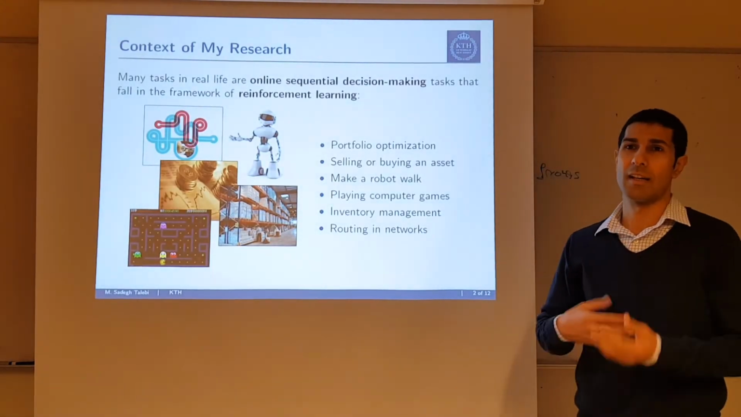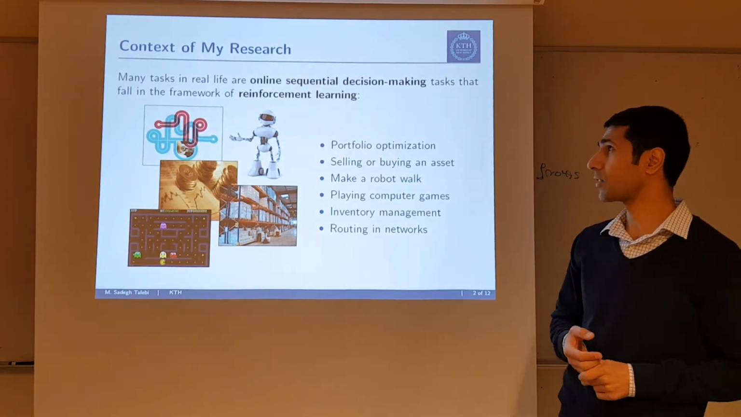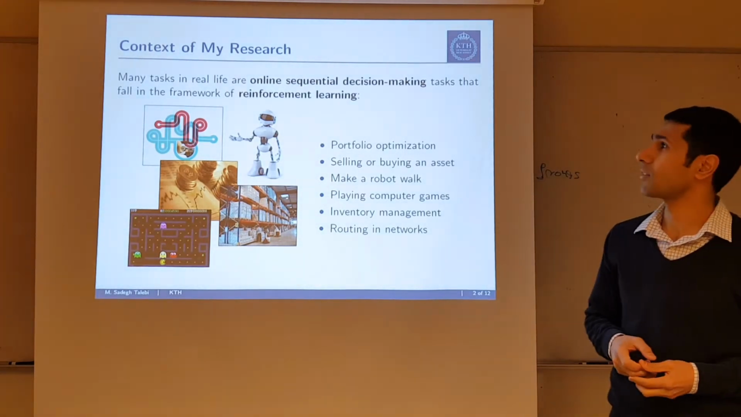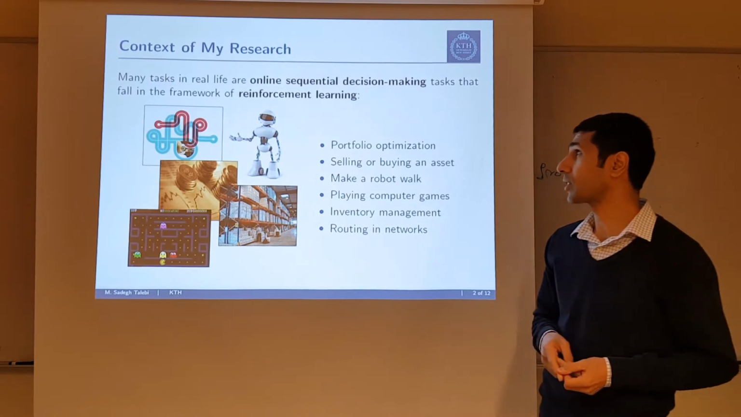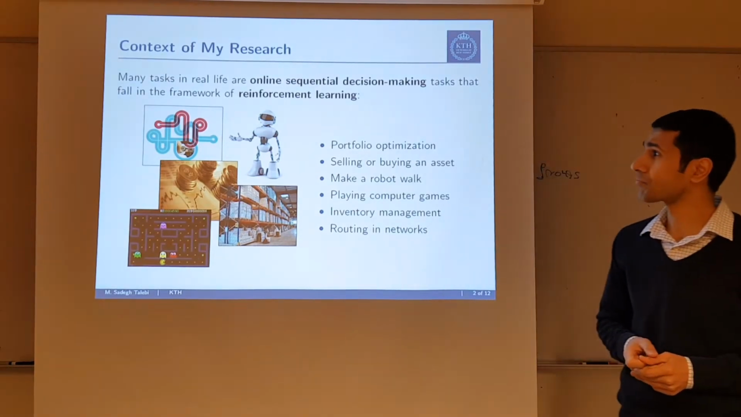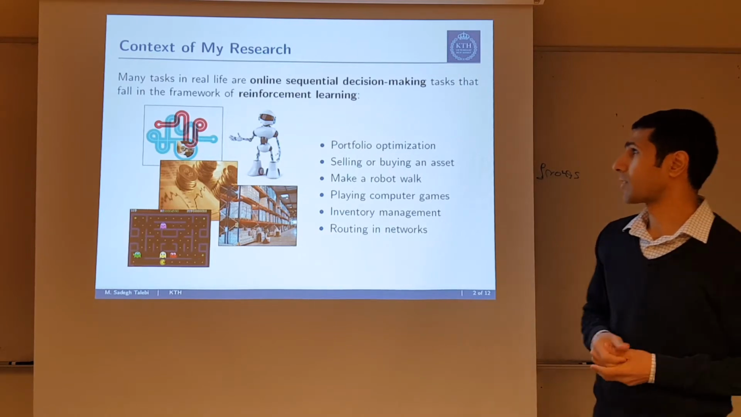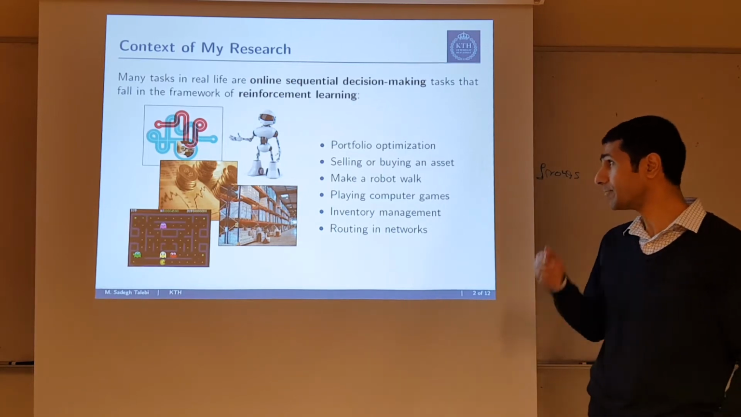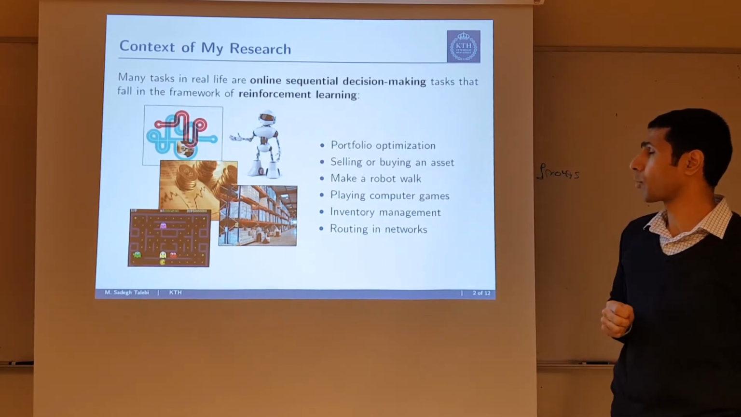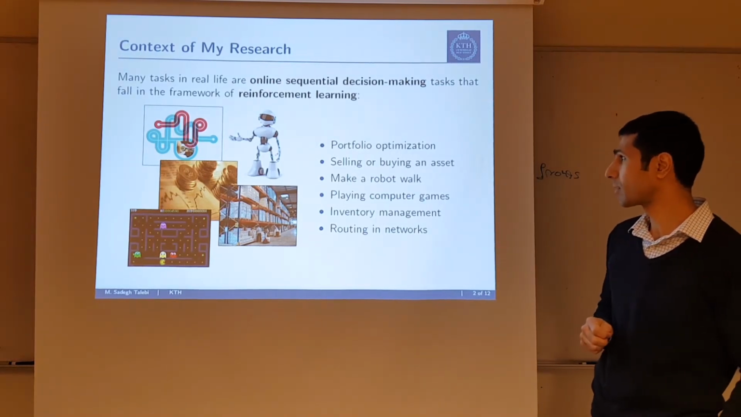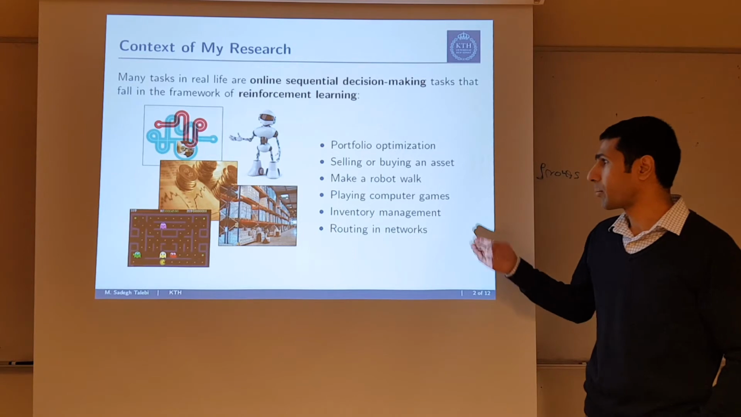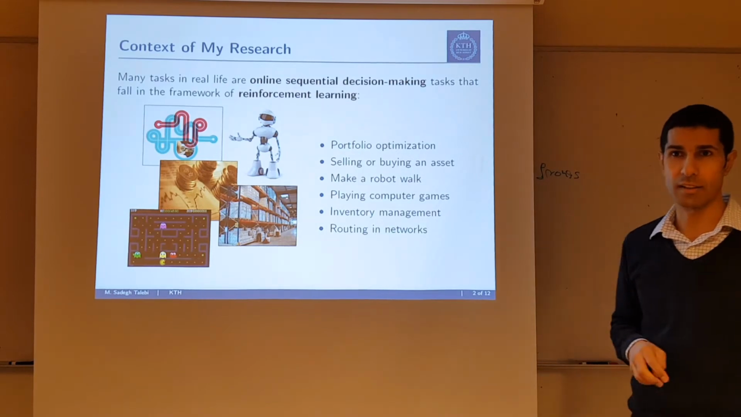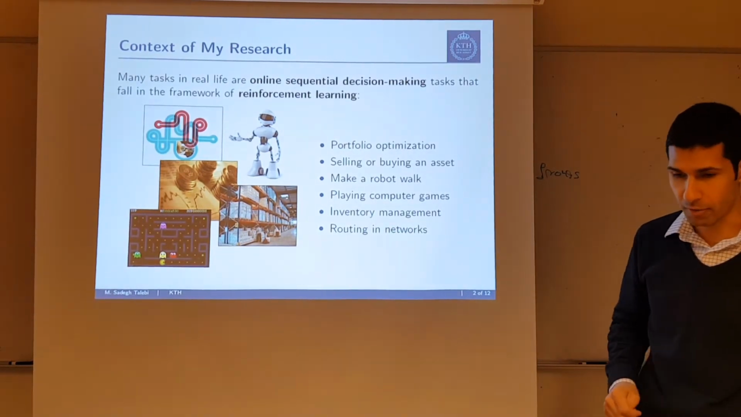So to motivate the context of this talk, let me start with the fact that many tasks in real life are online sequential decision-making tasks, and these typically fall in the framework of reinforcement learning. As examples, we can mention portfolio optimization, selling or buying an asset, making a robot walk in the field of robotics, playing computer games, inventory management, and routing in networks. All of these are examples of sequential decision making or sequential allocation problems that fall in the framework of reinforcement learning.